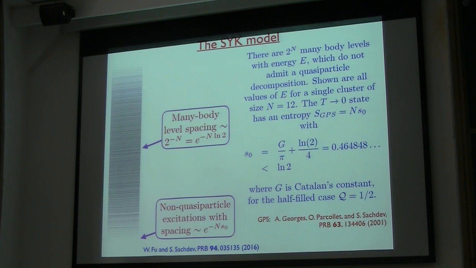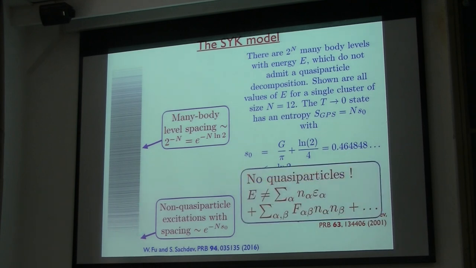The fact that there are so many states at low energy pretty much tells you right away that there are no quasi-particles, because there's no way you can take this many states and write it in terms of a polynomial number of derivatives down there at the very bottom.